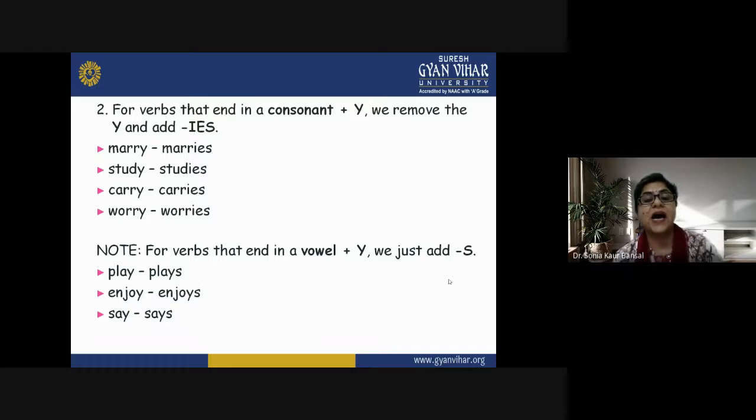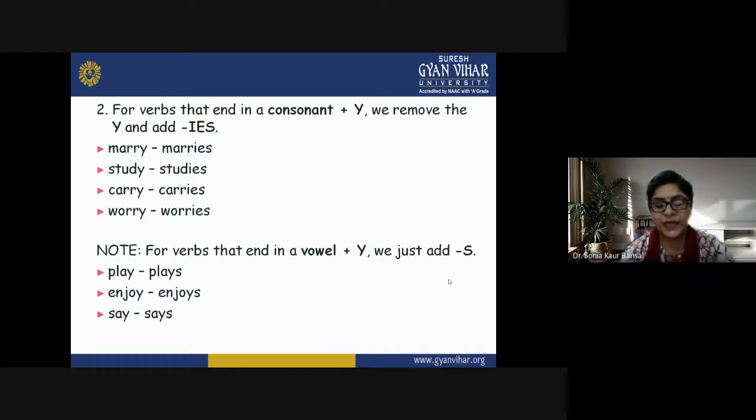Then rule number 2: for verbs that end in a consonant plus y, we remove the y and add ies. Like marry, study, carry, worry. These are all words ending with consonant plus y. So when we use the first form of the verb in simple present tense, we remove y and add ies. Just note, students, that for verbs that end in a vowel plus y, we just add s. Clear?